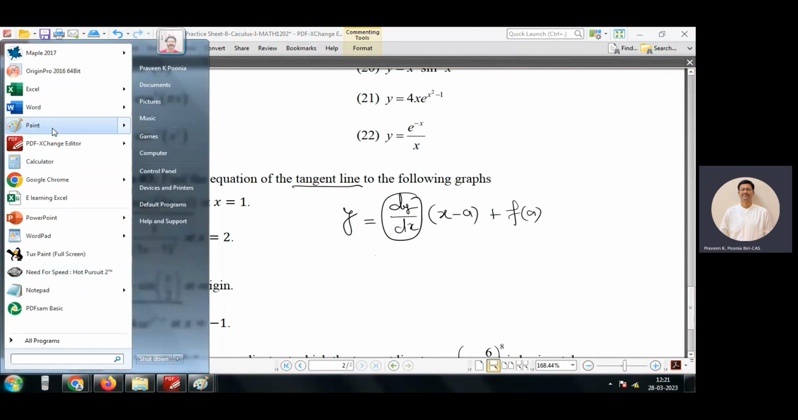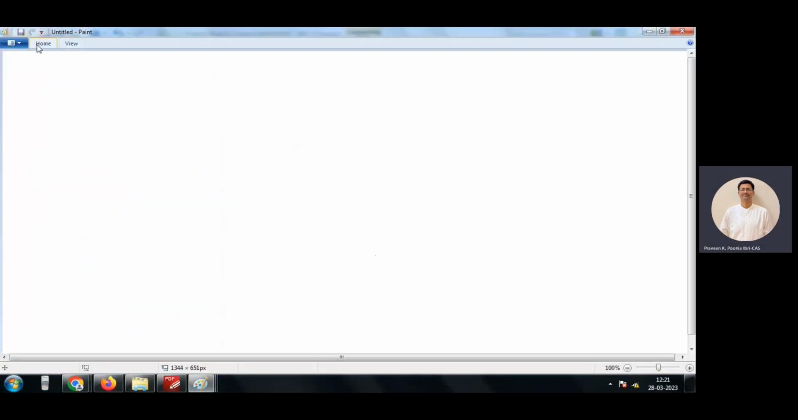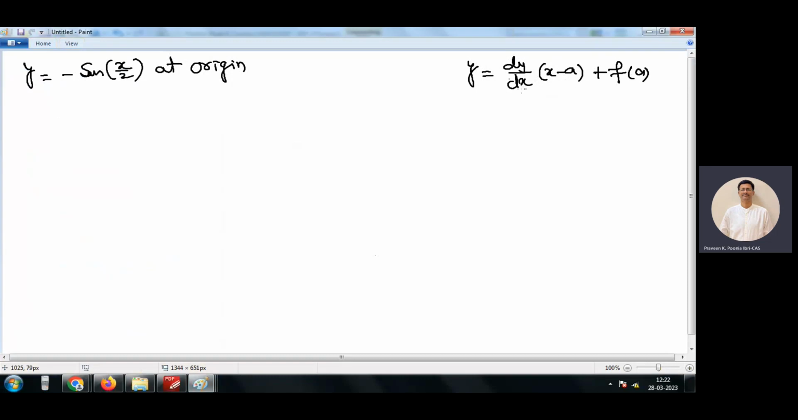The question is y = minus sine x by 2 at the origin. Clear? So what is the equation of the tangent line? y = f'(a)(x - a). First we need to find the slope. So what is this slope? It is dy/dx.